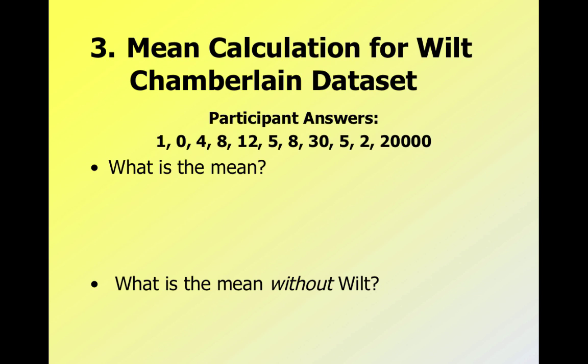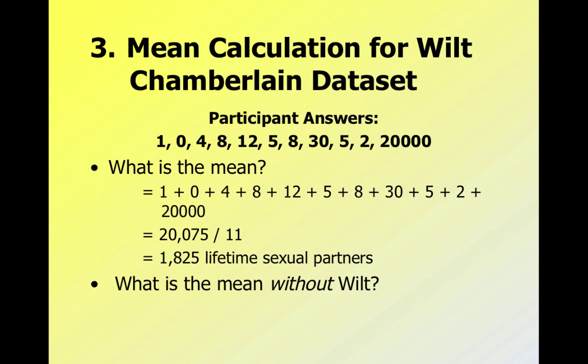Okay, so hopefully you calculated the mean with and without Wilt Chamberlain. Let's see if you did it right. In our first step, we're simply going to add up all the participants, and we get a total of 20,075. We divide that by our total sample size, which in this case was 11 individuals, to give us 1,825 lifetime sexual partners on average for these 11 individuals.